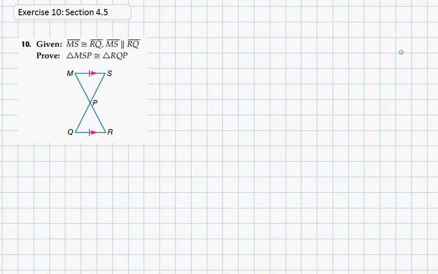This is section 4.5, number 10. It's a proof. You're given that MS is congruent to RQ and that MS is parallel to RQ. We need to prove the triangles are congruent. So I have the statements and reasons.